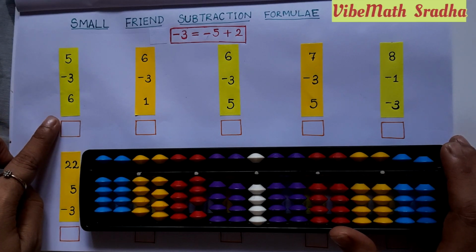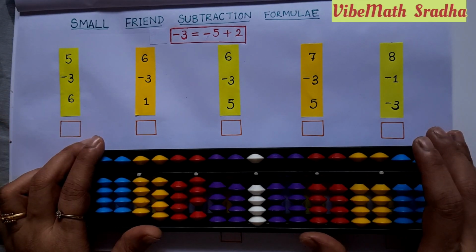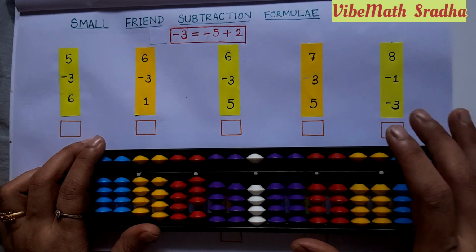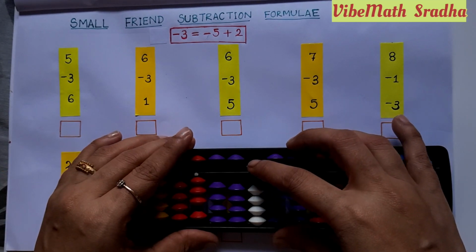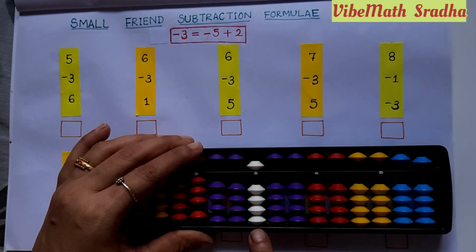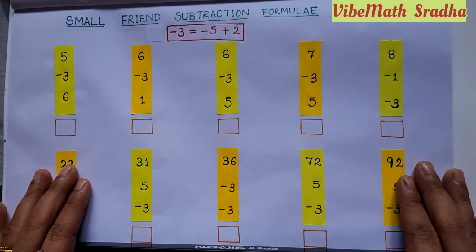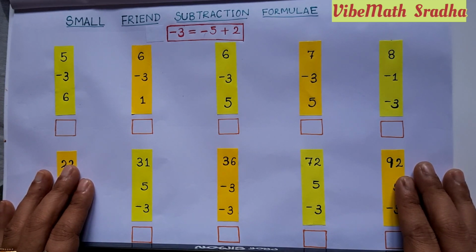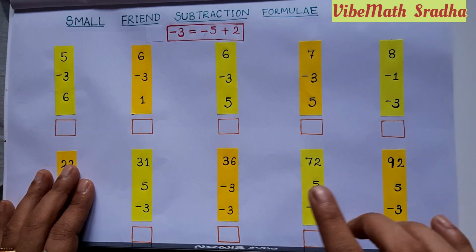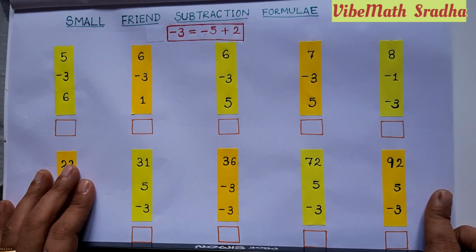Now we will solve our first question, that is 5 minus 3 plus 6. 5 minus 3. Here no lower bits are touching the answering bar. So, how can we subtract minus 3 here? In this video tutorial, we will be deriving a formula to solve all these examples.